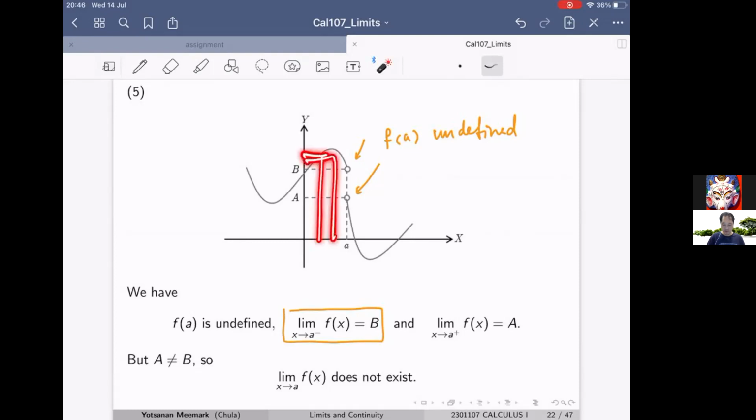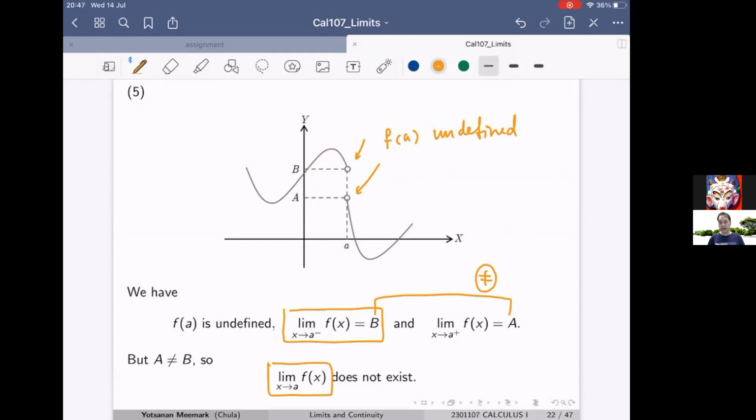So it will approach what? Approaches b, but from the right it approaches a, right? But they are not the same again, as the limit from the left and from the right are not the same. So it means that the limit of this function as x goes to a does not exist, cannot be determined, right? And also f at a is undefined, and you can see immediately that here you have two pieces of the curve, so f is also not continuous at x equals a for this curve.